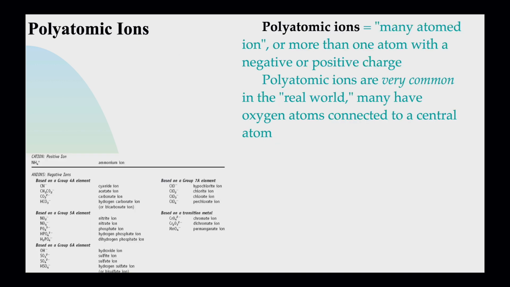Polyatomic ions are something that pop up a lot in chemistry. Polyatomic, poly means many, many-atomed ion, all right? And polyatomic ions are just pretty stable combinations of atoms that come together. They usually have a negative charge. Once in a while, they'll have a positive charge. And they're super common. They're all around us all the time, and you've got to become familiar with them.